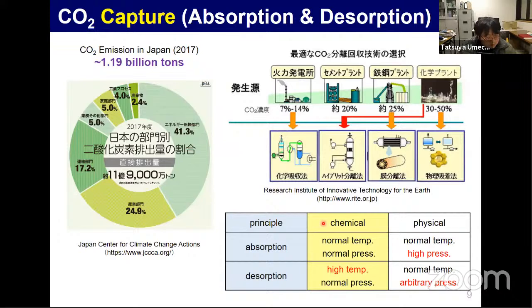On the other hand, the principle of the physical absorption method is the dissolution phenomenon of carbon dioxide by pressurization. In many cases, the solubility of gas in liquid solution increases with the increase in pressure and concentration of gas in the gas phase. Carbon dioxide also falls under this case. This physical absorption method is useful for catching carbon dioxide at high concentration in the gas phase.